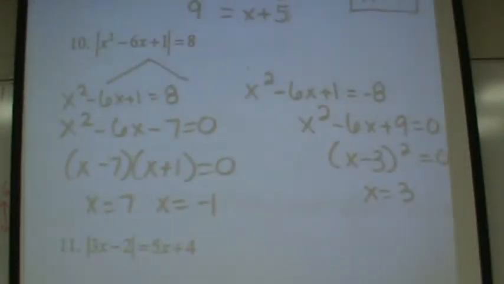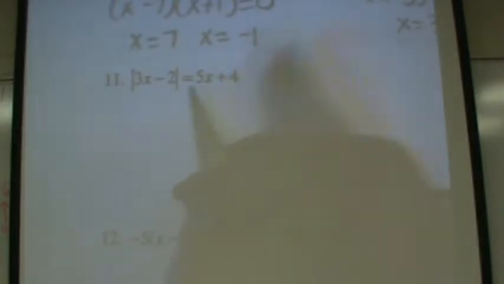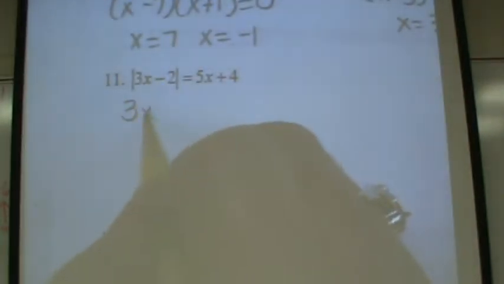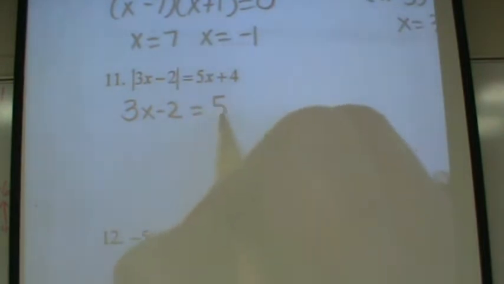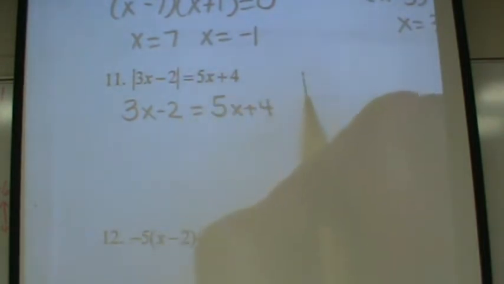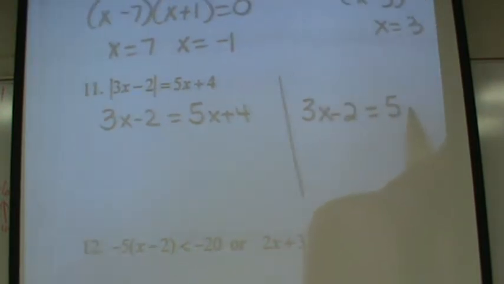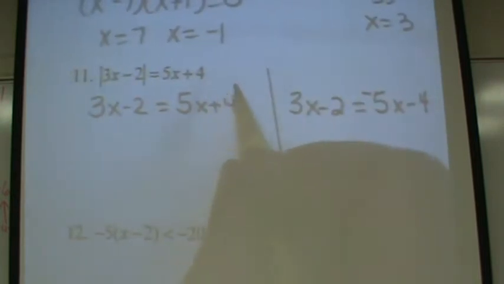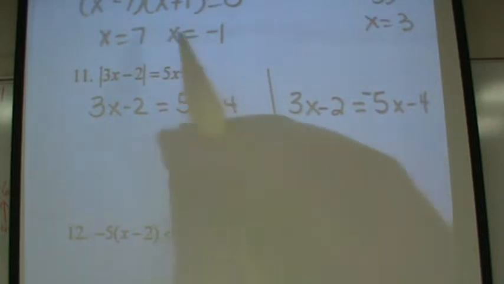Number 11. Okay, this one is an absolute value. You're going to break this up into 3x minus 2 equals 5x plus 4, and you do 3x minus 2 equals negative 5x minus 4. Does everyone know the difference between these two? After you find numbers, you have to go back and check. Yes, check. These all work right here.